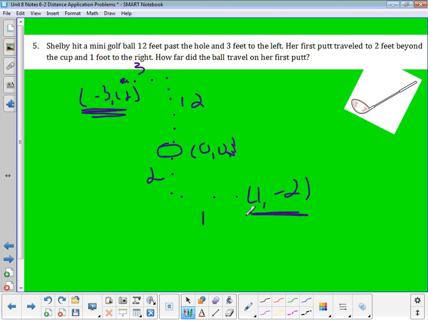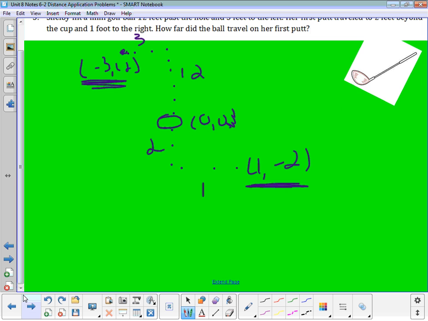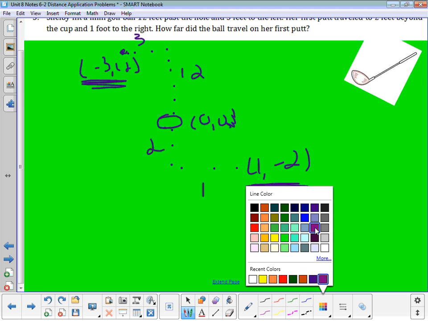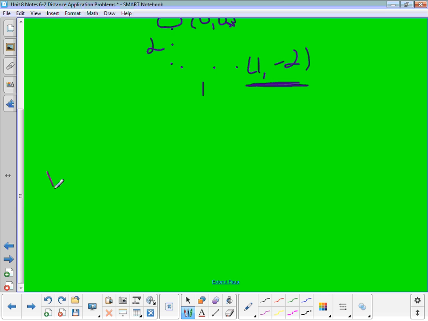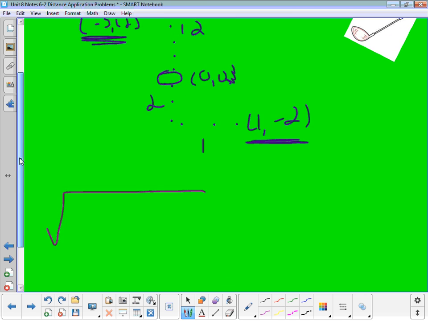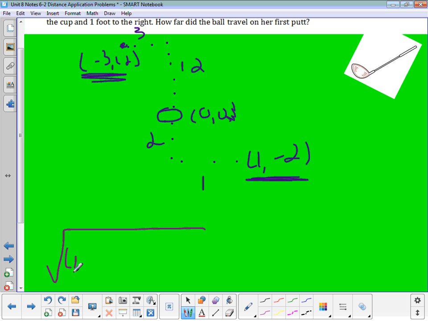Here we went down too far with 2 and over 1. So let's go ahead and put this into the distance formula. So then what I get here is x1 minus x2. Now when you subtract a negative, it becomes plus. Then y2 minus y1, and then you're going to square it.